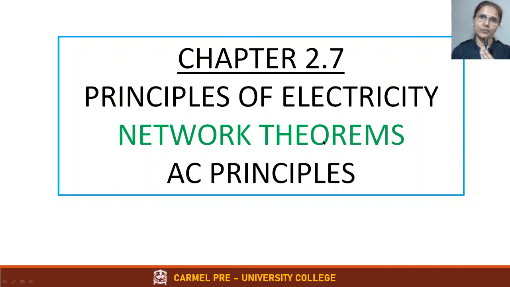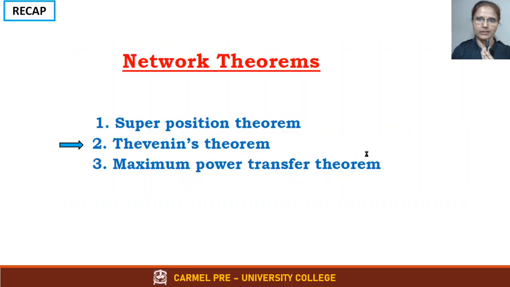So the first one was the superposition theorem, which we discussed already. In the superposition theorem, if you have to find any branch current, you consider one source at a time if there are many sources. And then eventually you add all the currents due to the individual sources. That is how the superposition theorem is used.